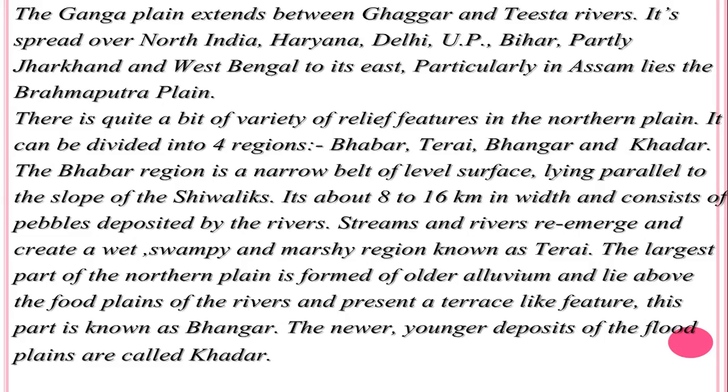Streams and rivers re-emerge and create a wet, swampy, marshy region, which is known as Terai. The largest part of the northern plain is formed of older alluvium, and it lies above the floodplains of the rivers and presents a terrace-like feature. This part is known as Bhangar. The newer and the younger deposits of the floodplains are called Khadar.